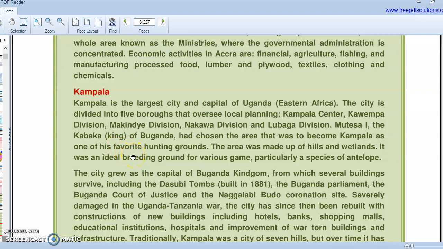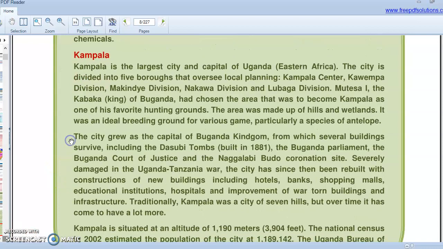Mutesa I, which was the king of Buganda, had chosen the area that was to become Kampala as one of his favorite hunting grounds. Kabaka is another name for king in the Ugandan language. The area was made up of hills and wetlands. It was an ideal breeding ground for various games, particularly a species of antelopes.